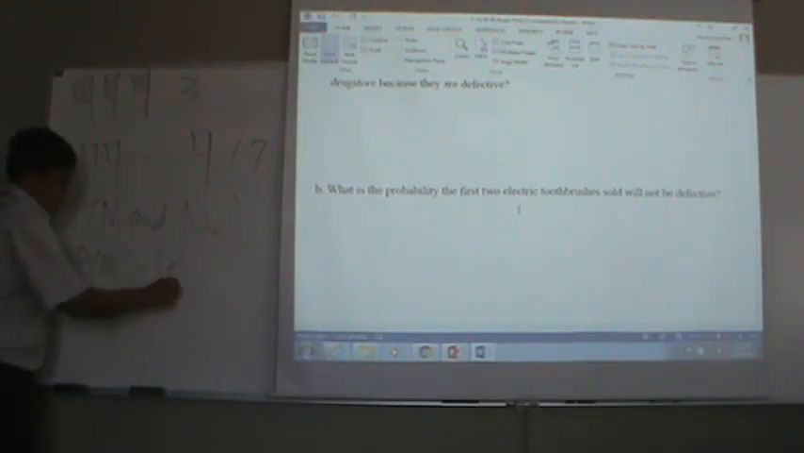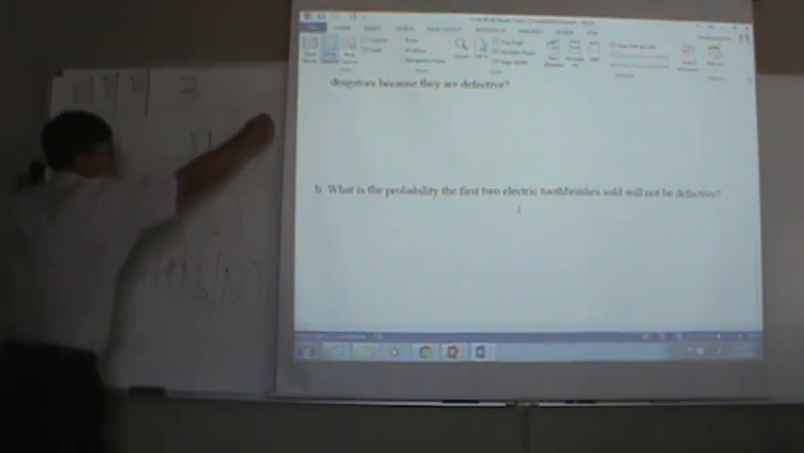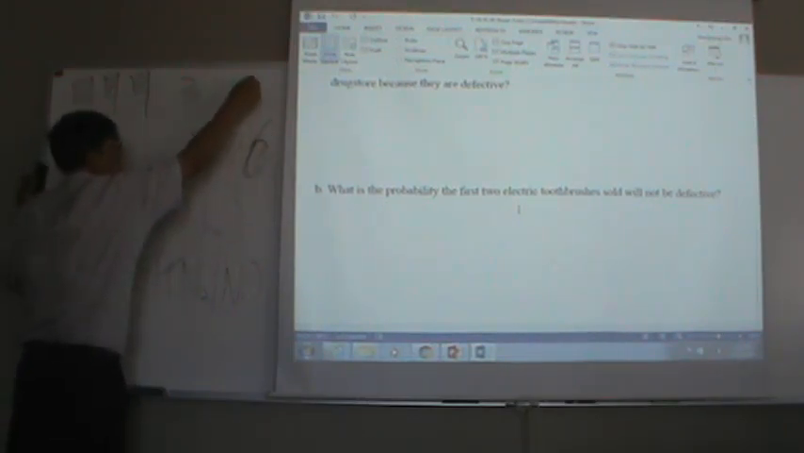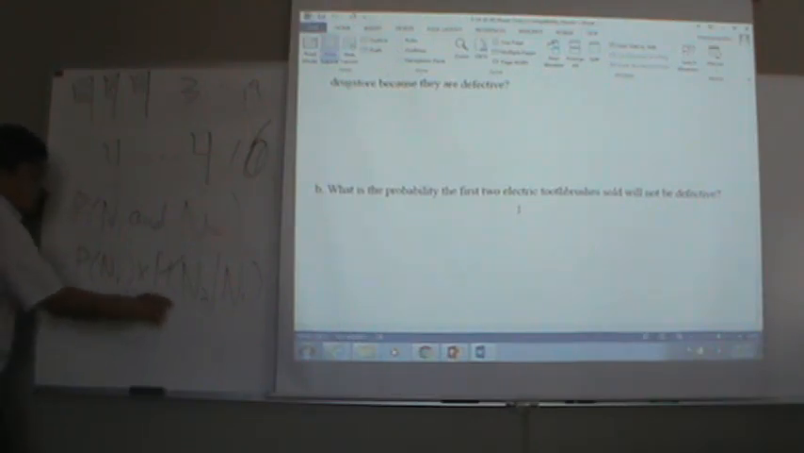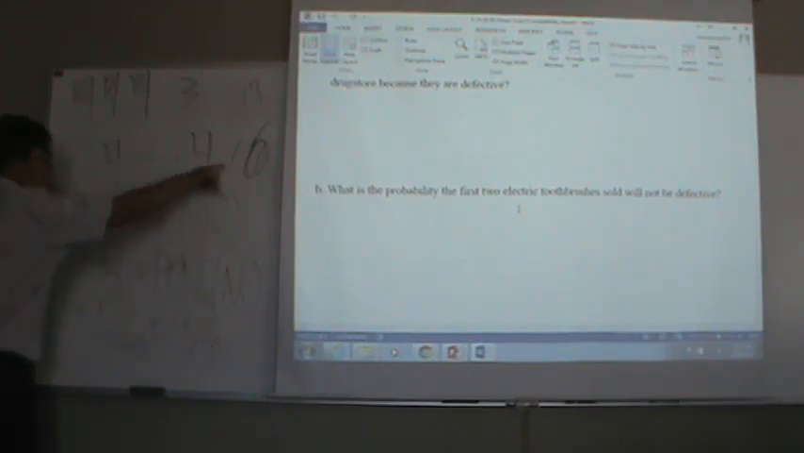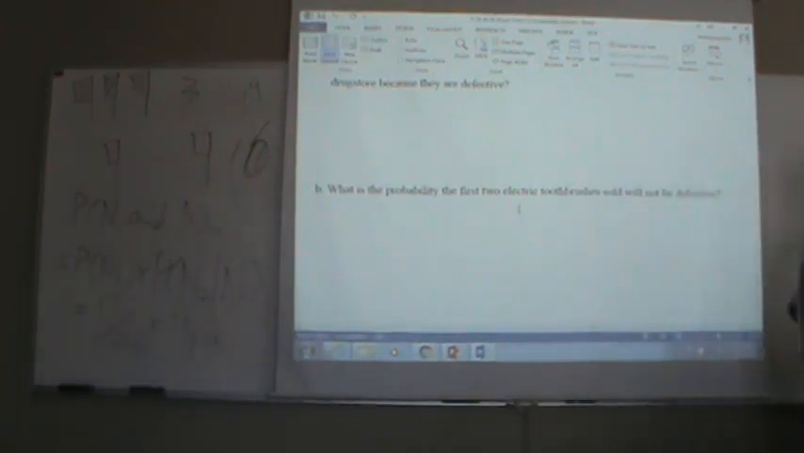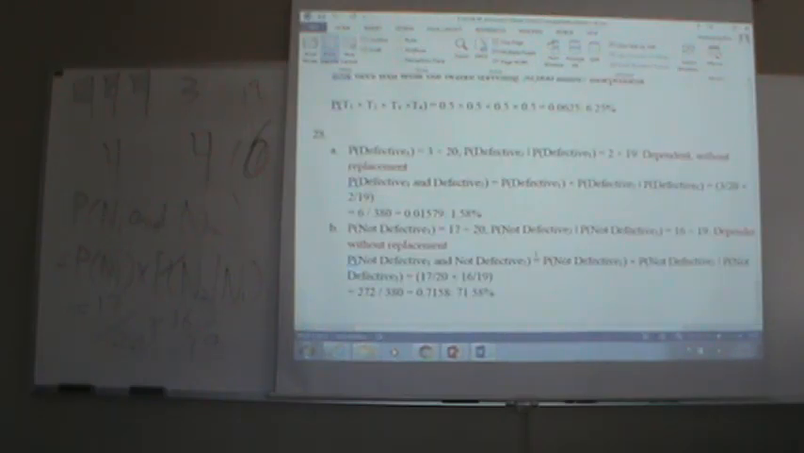And then what is the probability the first two electric toothbrushes sold will not be defective? No defective, non-defective. Again, defective 3, non-defective 17. Probability non-defective first one and non-defective second one.